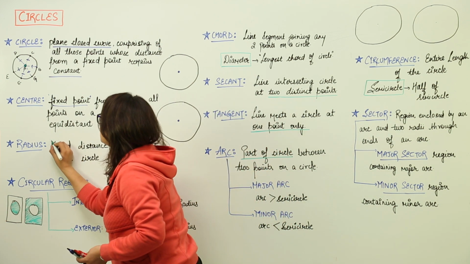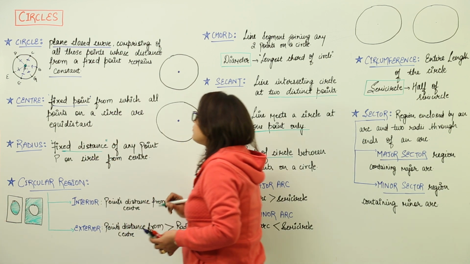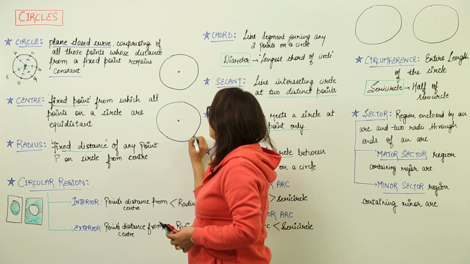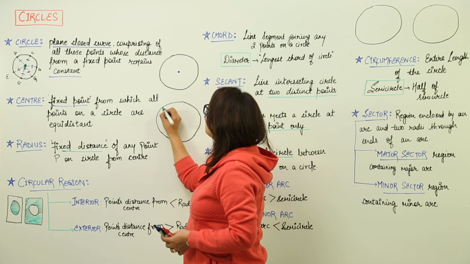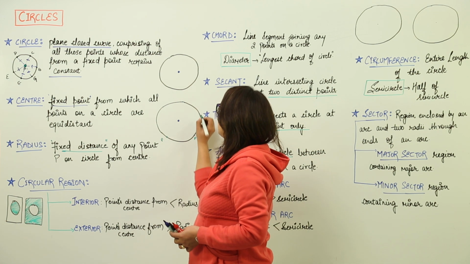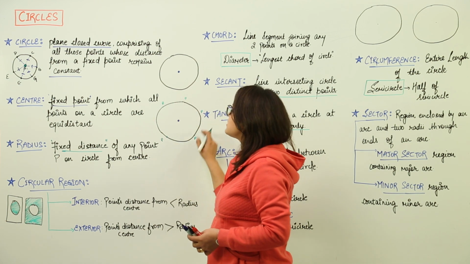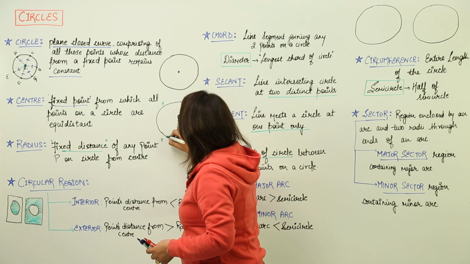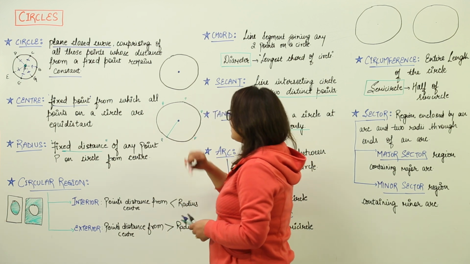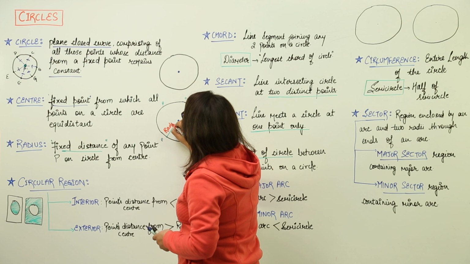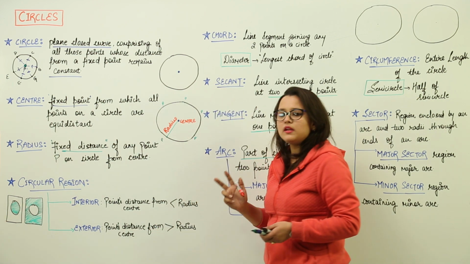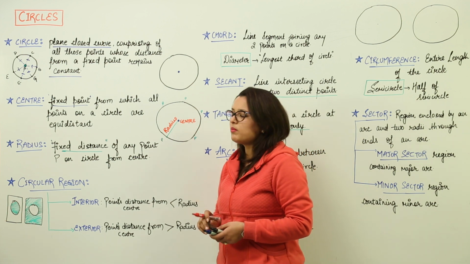Next we have the radius. The fixed distance of any point P on the circle from the center. You can take point P anywhere on this circle, right? This can be P, or this can be P, or anywhere on the circle. Any point can be a P point which is at a fixed distance from the center. So this distance from the center is known as the radius of the circle. This fixed point is known as the center of the circle, right? These are the two very important parameters of a circle that you must know.